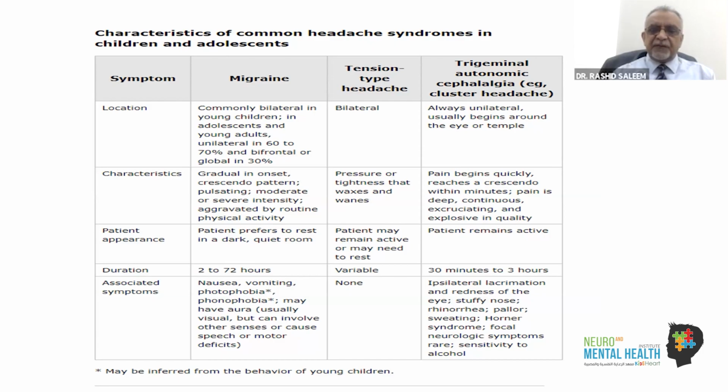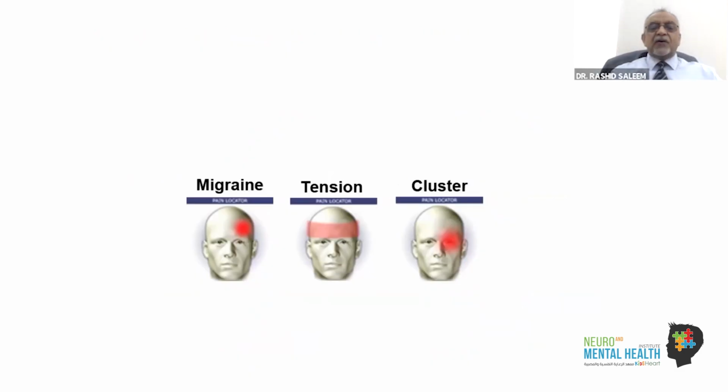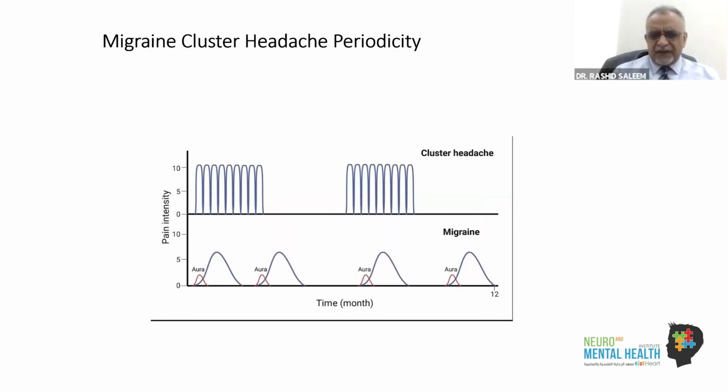There can be puffiness of the face on that side, and fullness can be felt in the ears. Although, just to have a pictorial understanding, because I'm a visual learner also, so I prefer the visual component. So clusters are generally around the eye, and tension types are diffusely distributed and bitemporal particularly. Migraines in older children and young adults are unilateral, but in younger children, they are bilateral. Now, this is just again for better understanding than the words themselves.